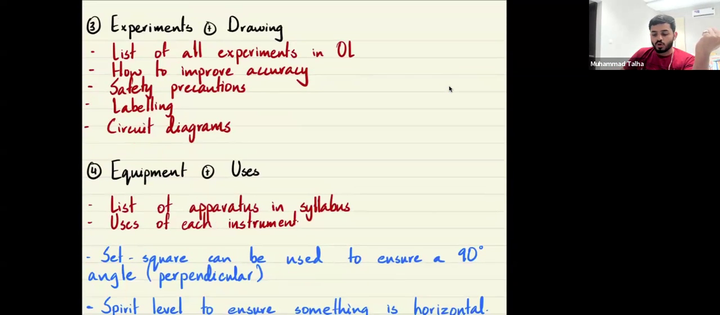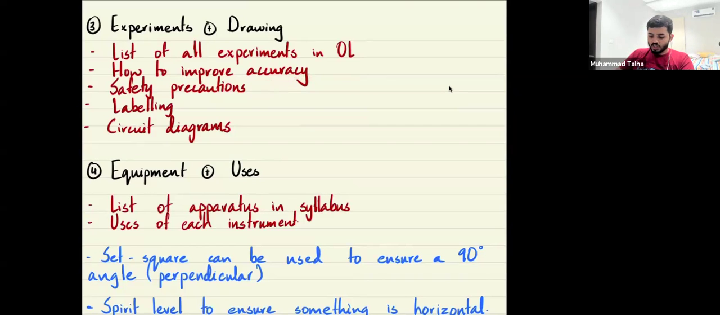Experiments and drawings. So obviously you guys should have the list of all the experiments in O-level physics at the back of your head. That will always come in handy in ATPs. In reality, in ATPs, you don't need to know anything by heart beforehand, but it can always come in handy. How to improve accuracy, this we've talked about in some detail.